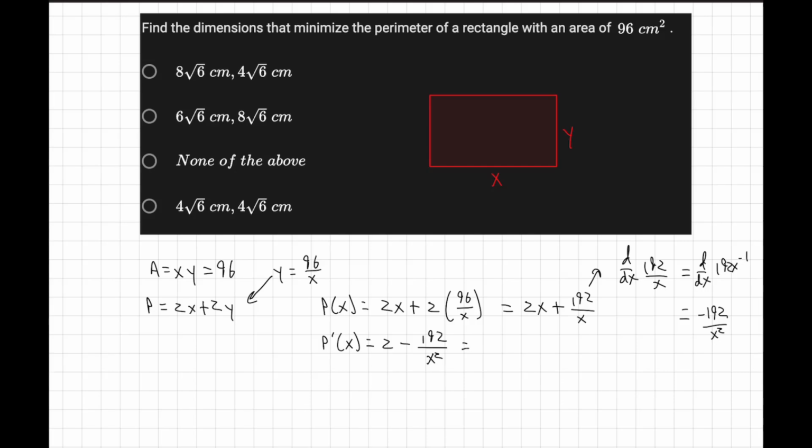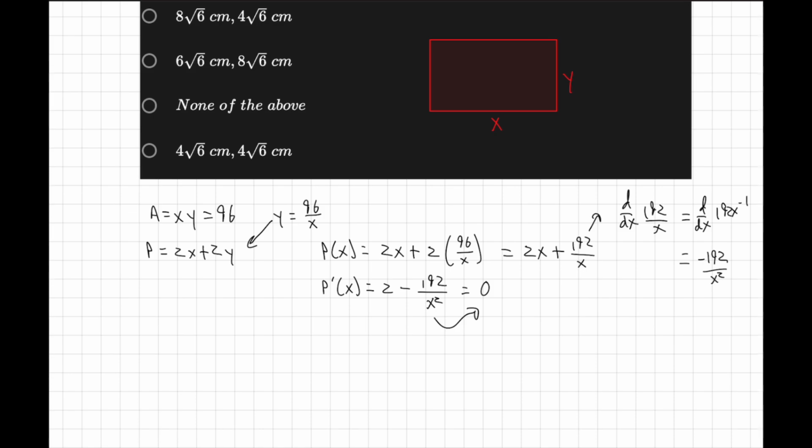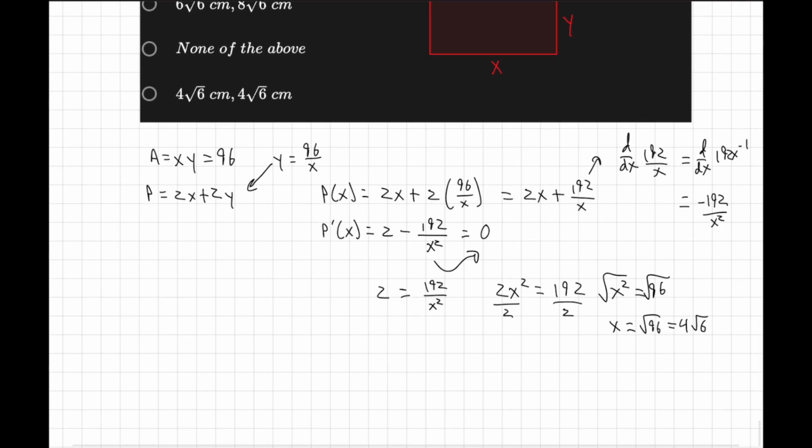We go ahead and set this equal to 0 to find our critical point. Moving this over to the other side by adding on both sides, we get 2 is equal to 192 over x squared. Multiplying both sides by x squared, we have 2x squared equals 192. Dividing both sides by 2, we have x squared is equal to 96. So taking the square root of both sides, we get x is equal to root 96. Root 96 is the same thing as 4 root 6. So now we have our critical point.